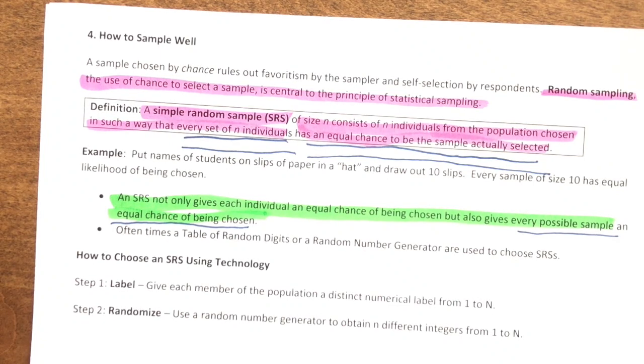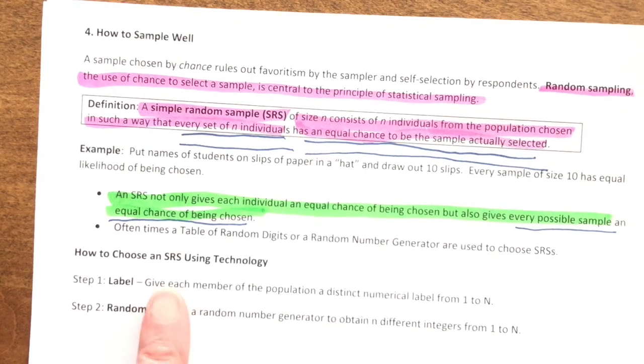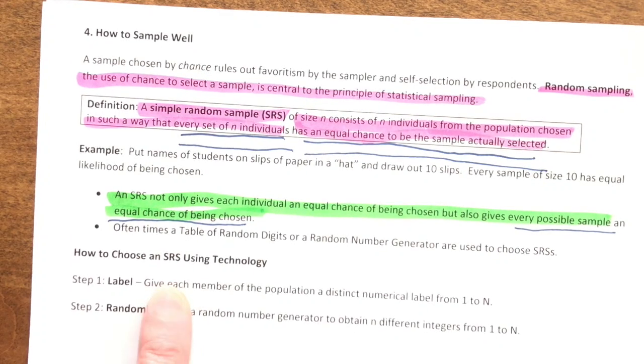Oftentimes, instead of doing the hat method, we are going to use a table of random digits, or we're going to use a number generator to choose our simple random sample. So we are going to use technology, and we're going to use our calculators in order to do that. I will put the steps in here so that you will know how to do this. But in order to use the technology, we have to label. That'll be the very first step.